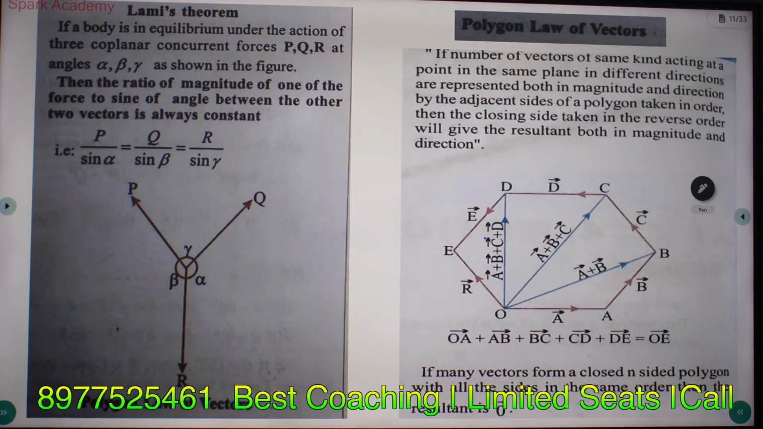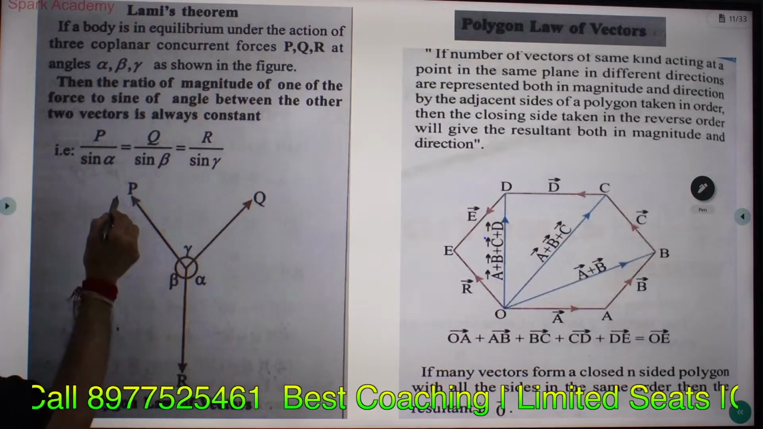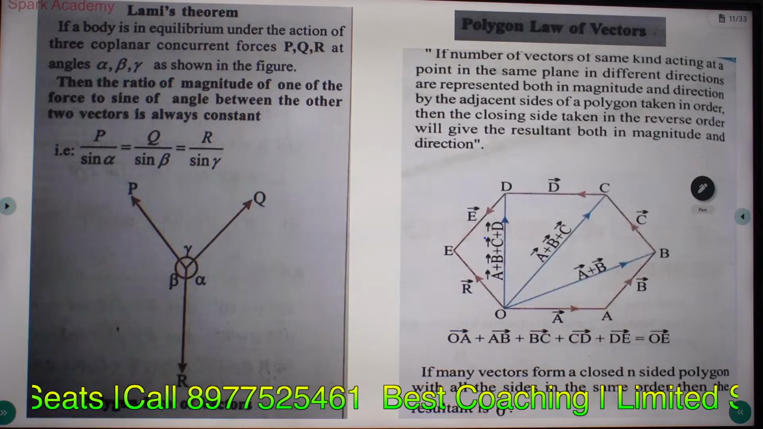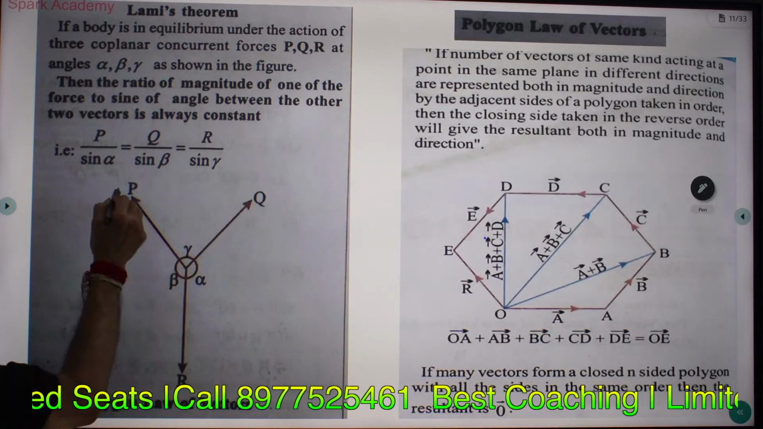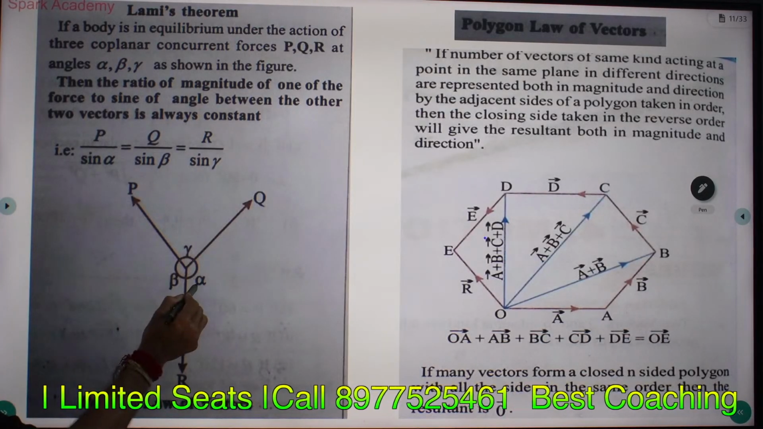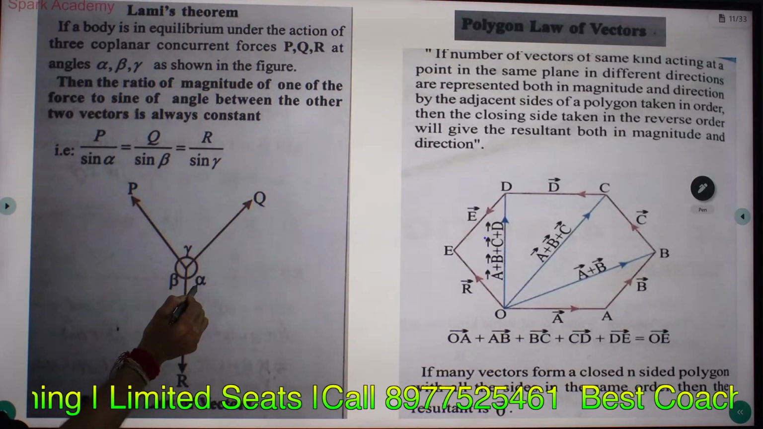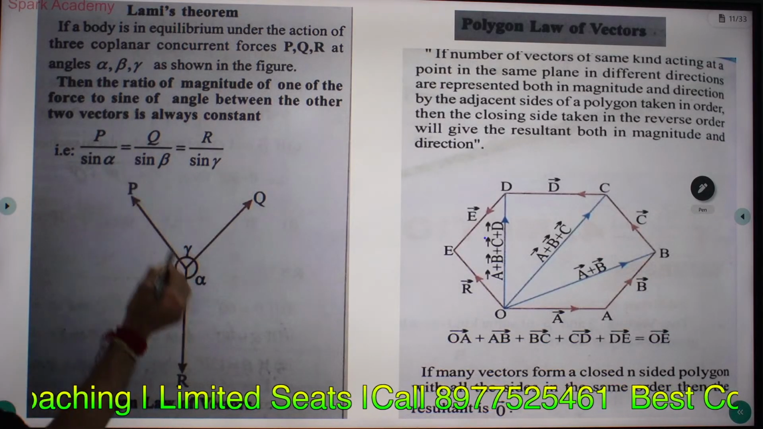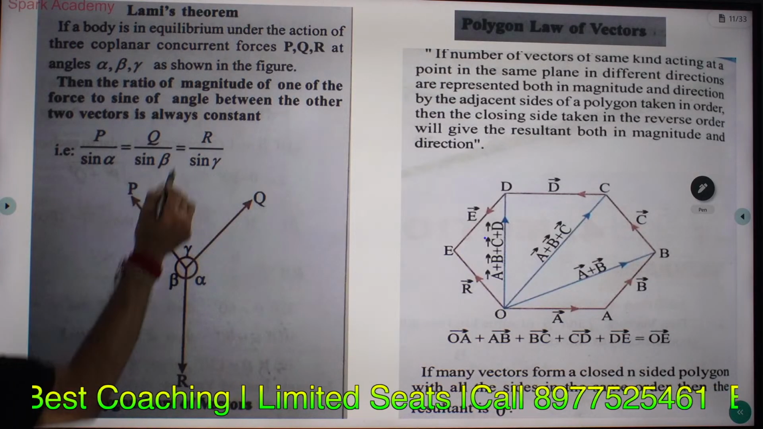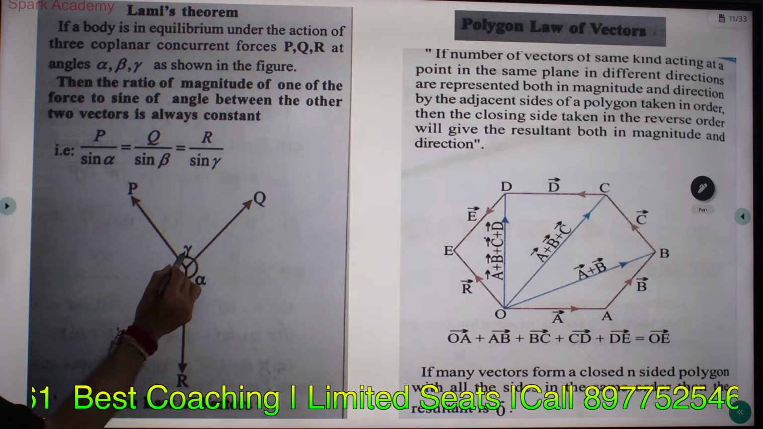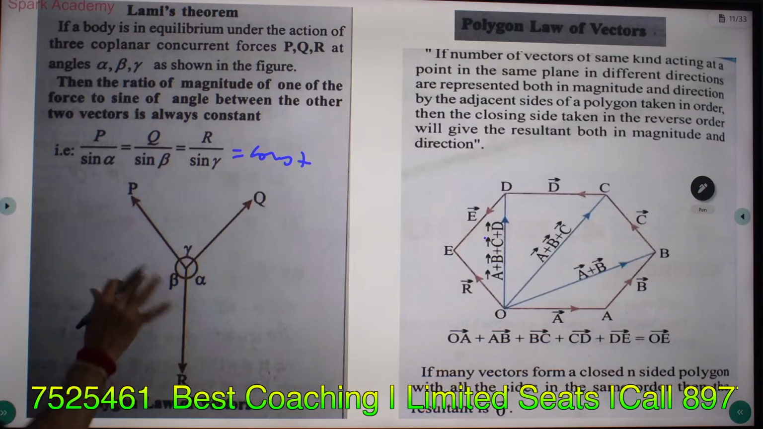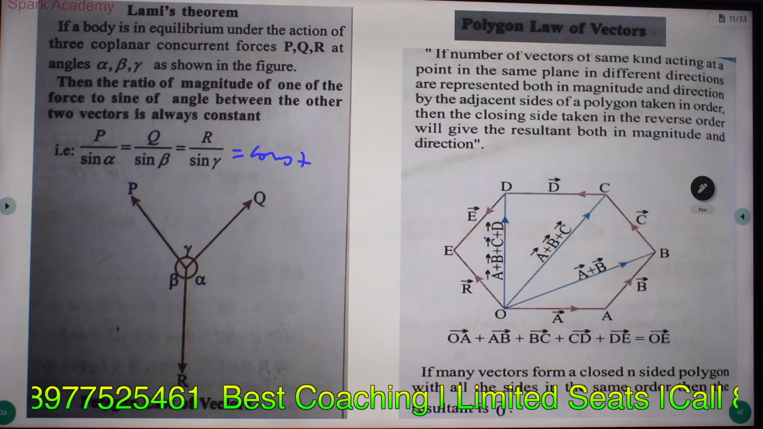What is the meaning? Suppose you take P as one force. Q and R are the other two forces. The angle opposite to P is alpha, so this will be sine alpha. So P by sine alpha is equal to Q by sine beta, since the angle opposite Q is beta, which is equal to R by sine gamma, the opposite angle being gamma. So this is equal to a constant. If some problems are there, then you can solve them like that.